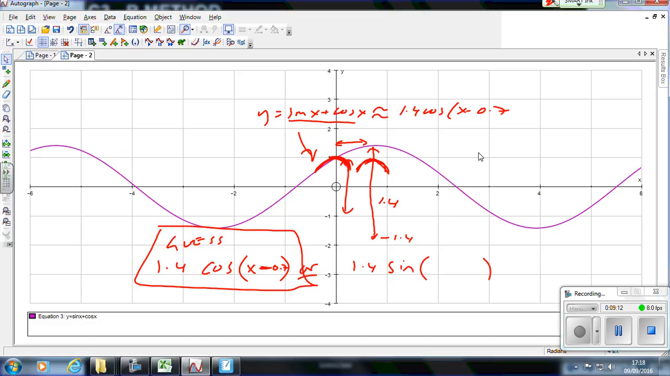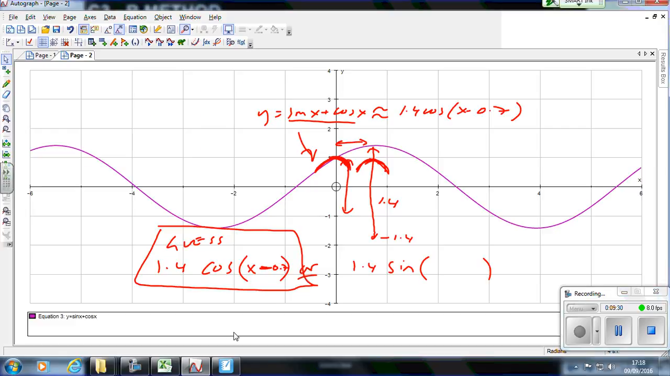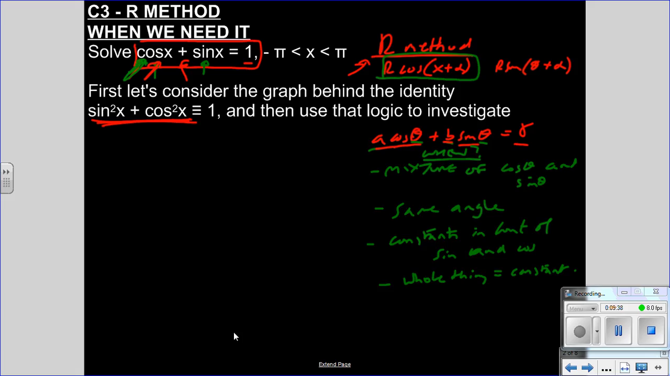But I can't just use guesses and graphs and stuff. This is maths. We have to be precise. And that's where the R method comes in. And let's see whether I'm being precise or not. So I'm saying that this thing, notice that the R method I told you at the start was R cos(x plus alpha). So I reckon that R is 1.4 and I reckon alpha is 0.7. But let's check that out.